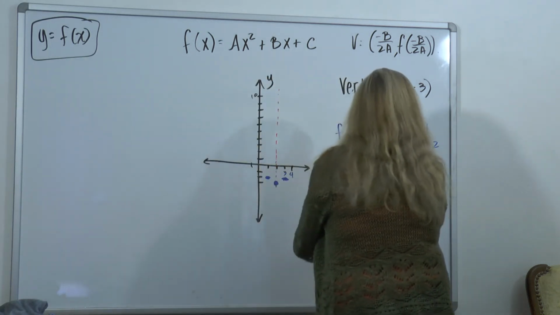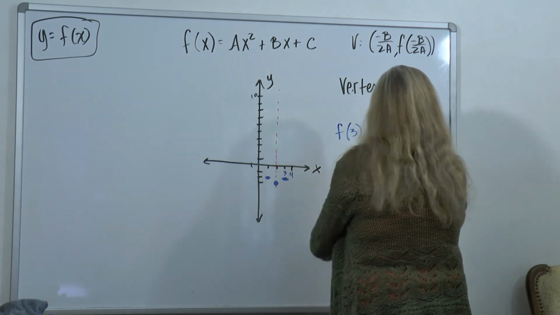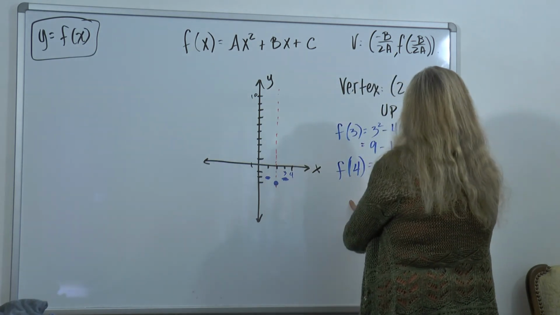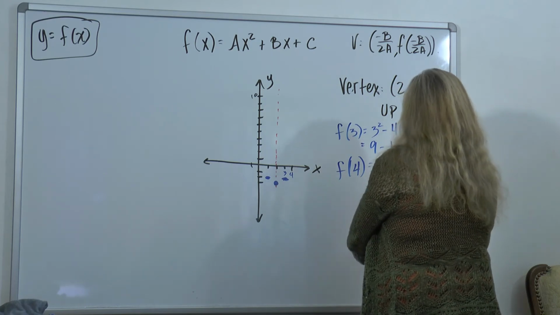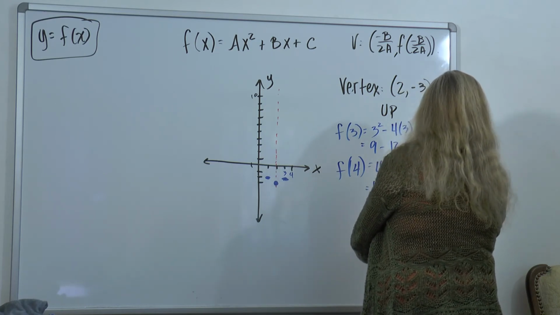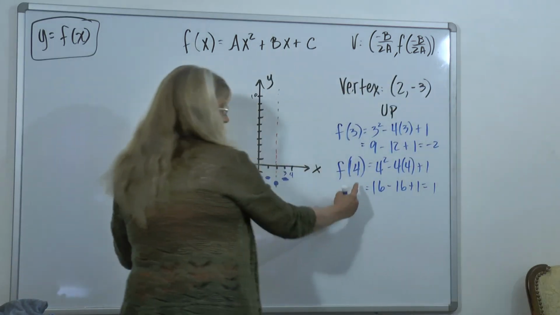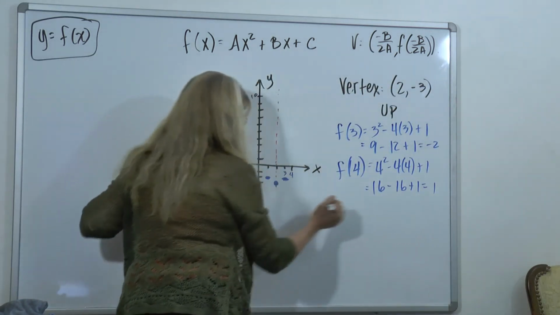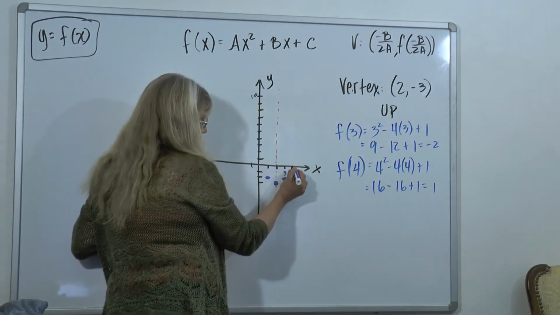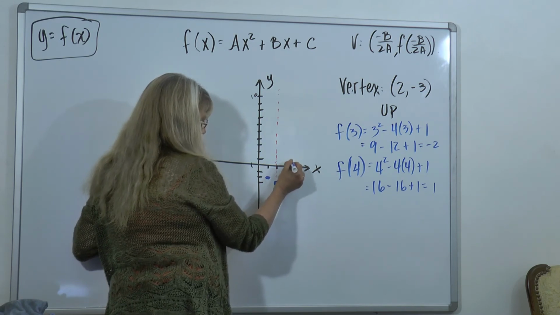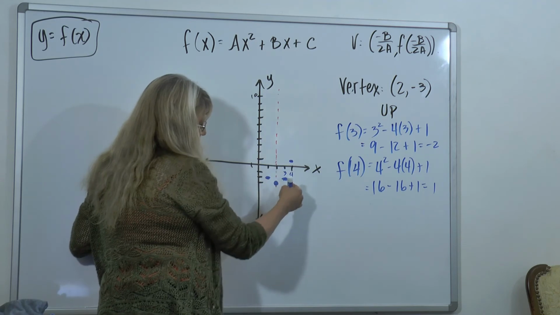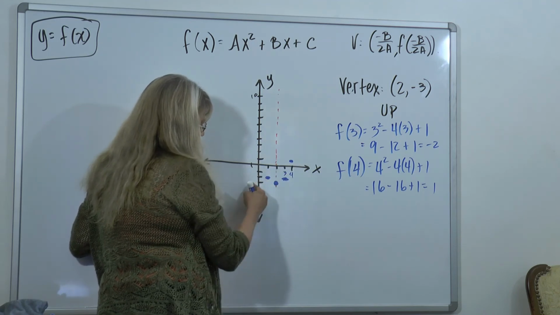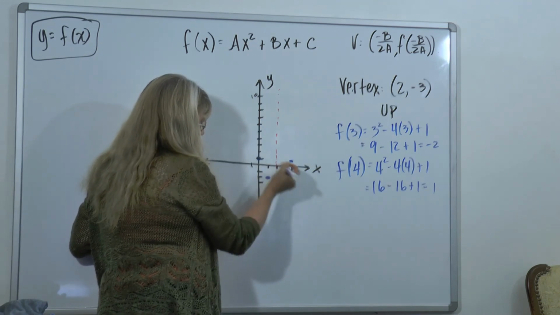Okay, so we're going to find f of 4. So 4 squared minus 4 times 4 plus 1. Well, that's an easy one. 16 minus 16 plus 1 equals 1. So that tells me when x is 4, y is 1. So from the origin, +4, +1. So 2 spaces to the right from my axis of symmetry, it jumps to 1. 2 spaces to the left will also jump up to 1.